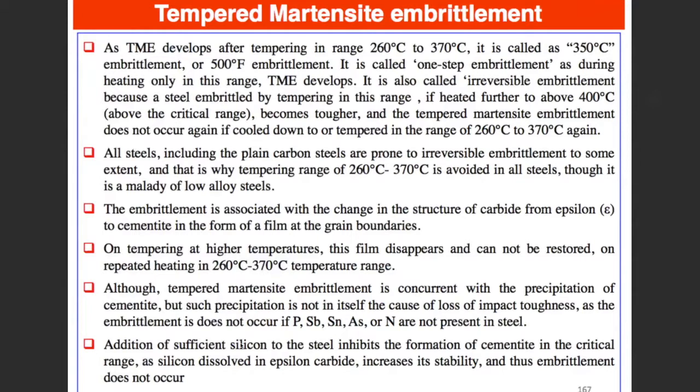Silicon is much more useful because it retards the formation of the cementite and keeps the epsilon for longer, so you don't see tempered martensite embrittlement if you have 1 or 2% silicon in your steel.